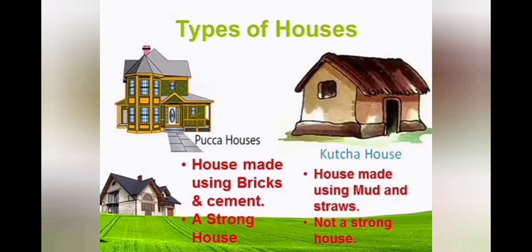So here you can see the types of houses. That is pakka house and kacha house. A pakka house is made using brick, cement and straw, and it's a strong house. A kacha house is made using mud and straw only. It is not a strong house, it is a temporary house.